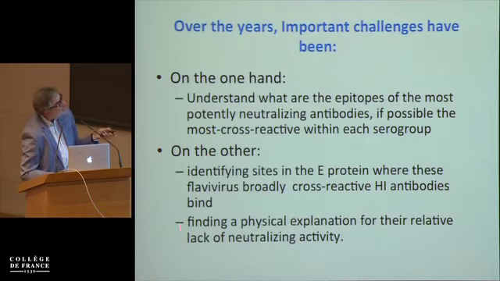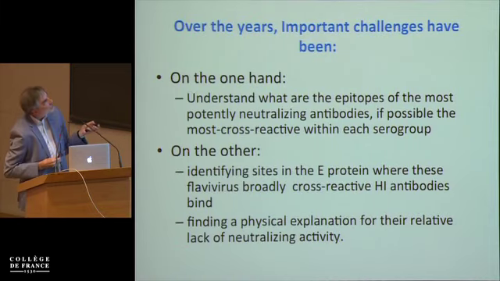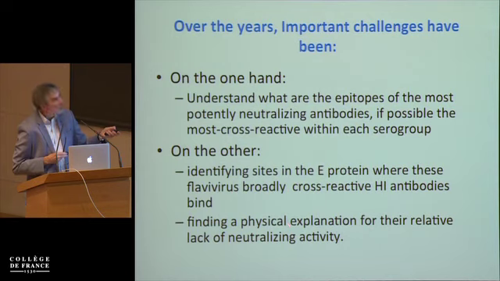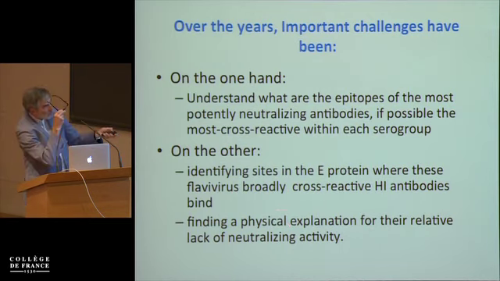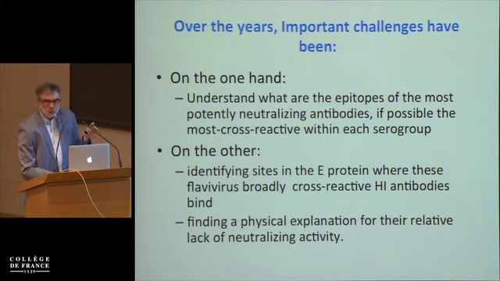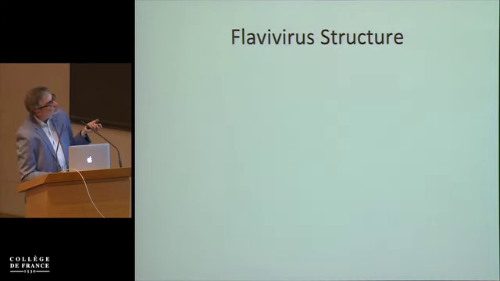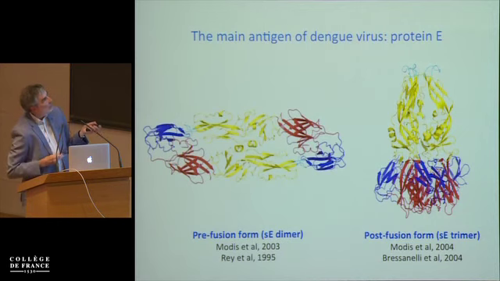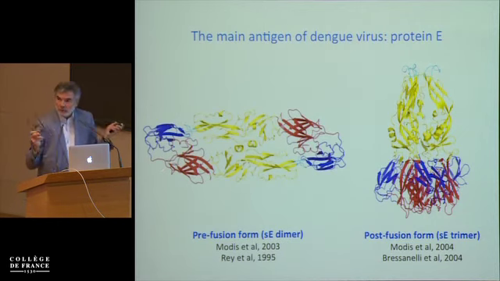So over the years, the major questions have been to understand what the epitopes of these potently neutralizing antibodies are, and on the other hand, which epitopes are responsible for the broad cross-reactivity detected by hemagglutination inhibition, and to find an explanation for that. And that is where the structure comes in, and now that we understand the structure, we understand many more things. I've been working on this all of my career.